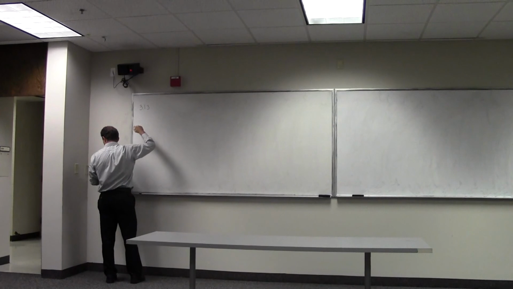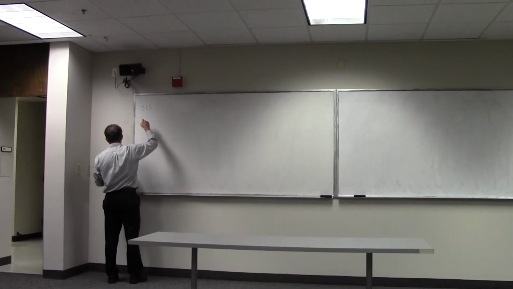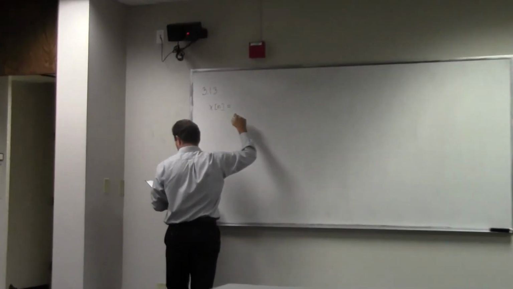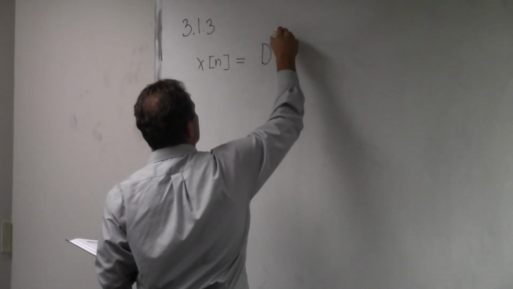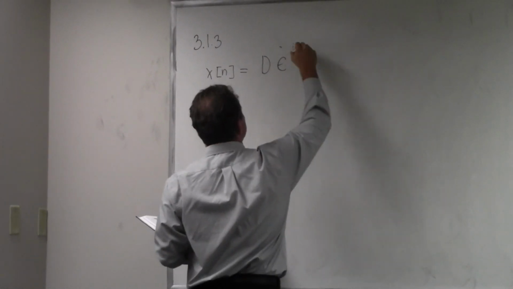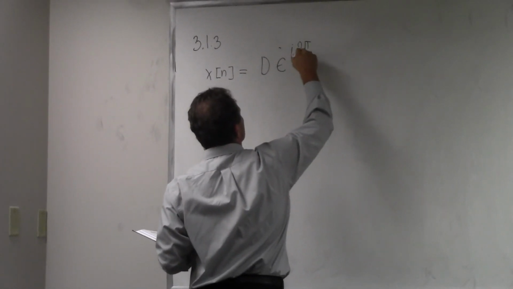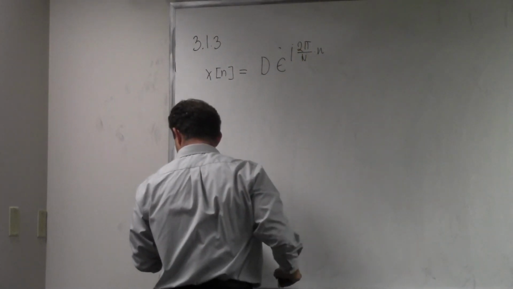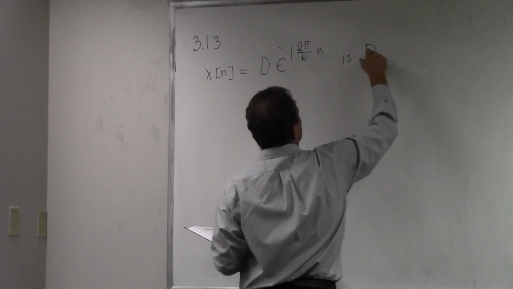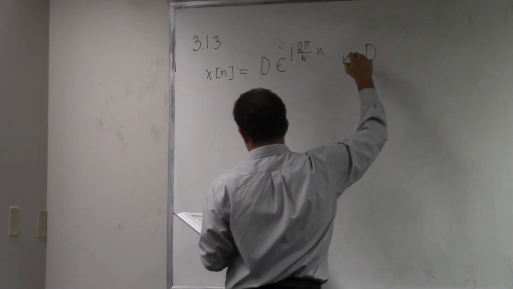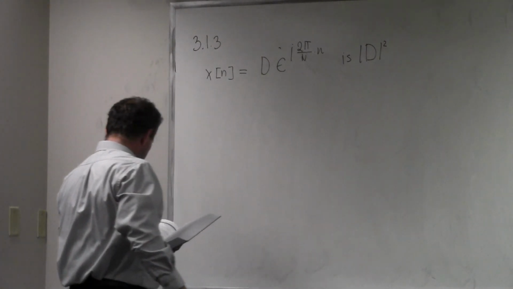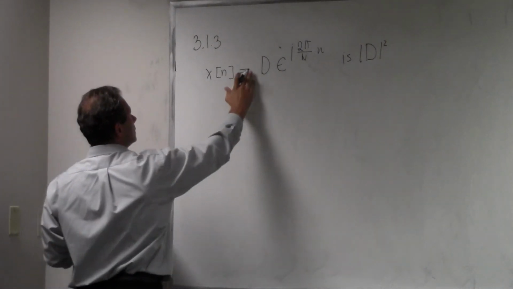3.13. It is to show that the power of the signal x[n], which is given as d e to the j 2 pi times n, is d squared. Okay, so it's not like this.